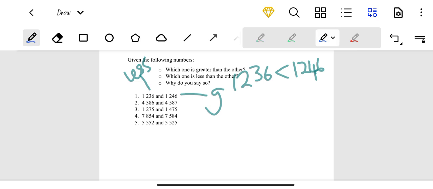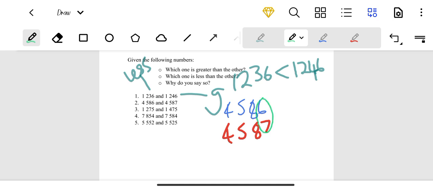What do I write? My 4586, 8, 6, 4, 5, 8, 7. My 7 is not good looking. There we go. Now I check the units. So I have 6 and 7. Which one is greater? 7 is greater than 6. So let's just write a G there, and then down here, let's write an L.